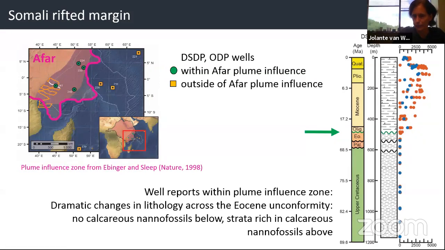What you see in the strat column towards the right is the following. I've indicated with the green arrow an Eocene Oligocene unconformity. This unconformity marks a remarkable change in the stratigraphy here. Below the unconformity, we see a lithology that is characterized by no calcareous deposition. And above the unconformity, we see a lithology that is characterized by strata rich in calcareous nanofossils.